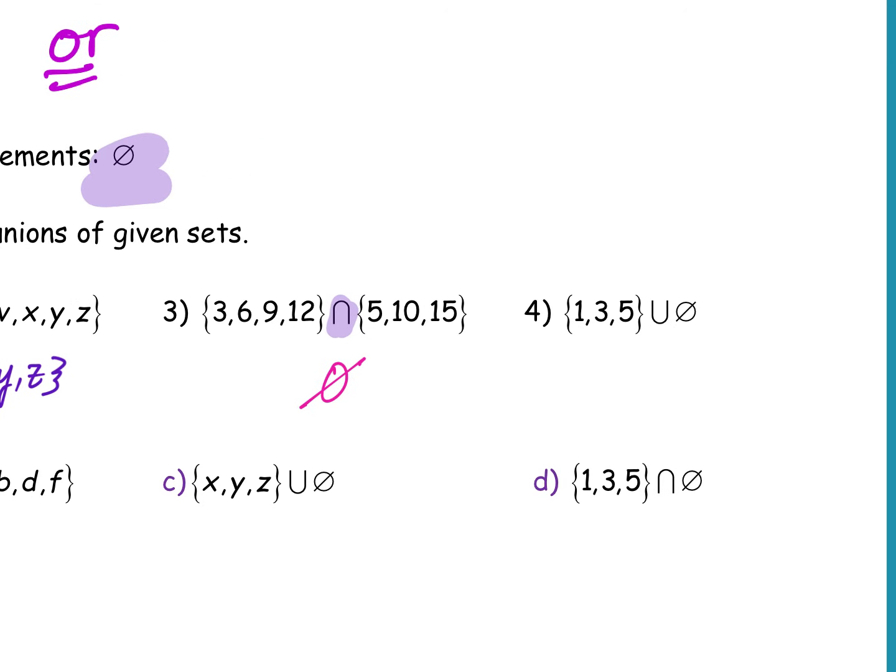So the next one is a union, right? So it wants to know what's in both sets. 1, 3, 5, and then the empty set. So if there's nothing in the other set, what's in both sets is 1, 3, 5.